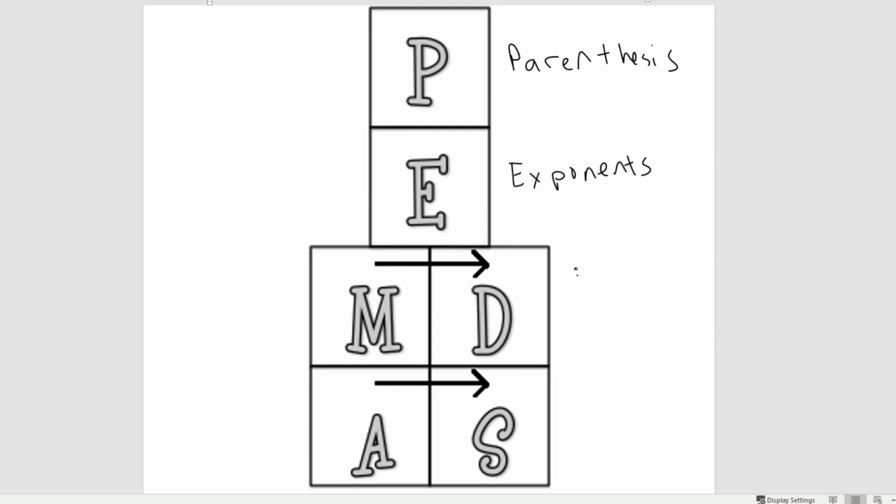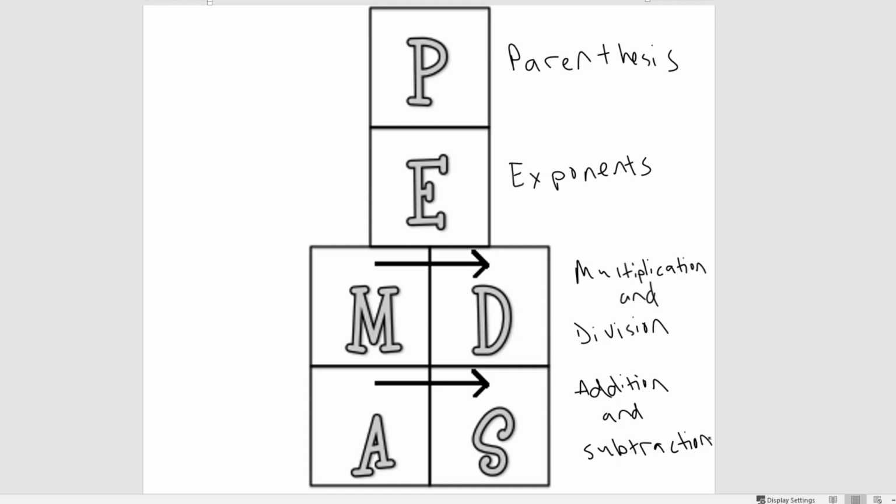Next, we have multiplication and division. These are on the same line because they happen during the same step. Multiplication doesn't necessarily happen before division. Division doesn't necessarily happen before multiplication. They have the same priority. Finally, this last thing here stands for addition and subtraction. An easy way to remember the order of operations is to simply remember the term PEMDAS. So here are each of the letters, and they make up the word right here, PEMDAS. So parentheses, exponent, multiplication and division, addition and subtraction.